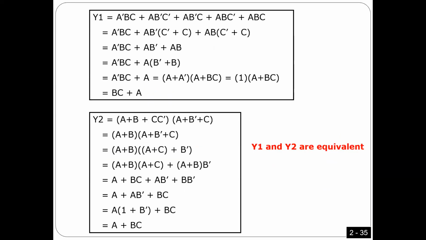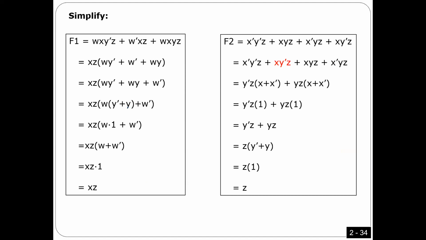Let's have more examples here. I want to simplify this one. Always try to look for something common, as I told you. I can see here xz is common in all of them, so I'm going to take it common. After that, you can also notice this one has W, this one has W, and it's very good for me to take it common. So that's what I did. I took W common here.